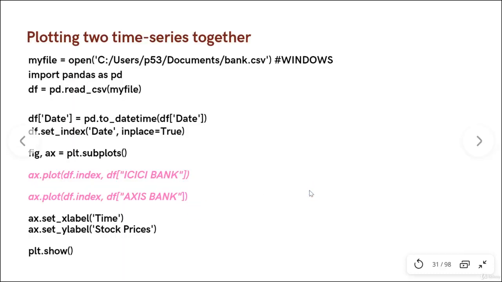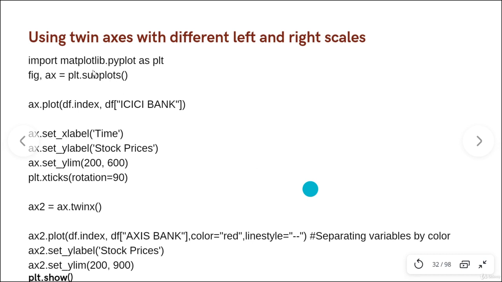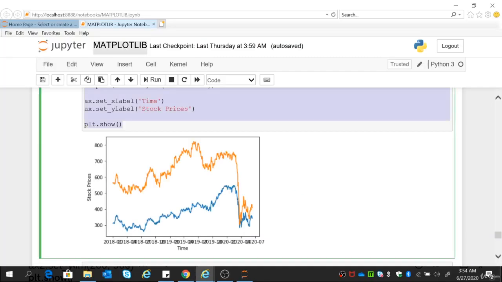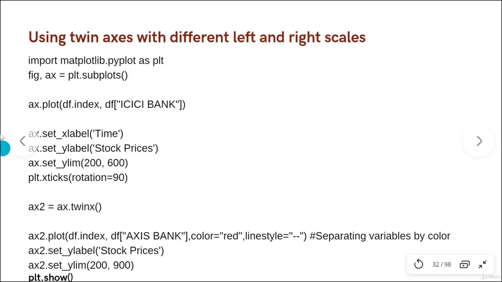Then there are some other customizations also that can be done. Like you want to use twin axis. Okay. So now what is happening here is we have a single y-axis which is applicable for both the time series. What if I want to use another y-axis here on the right hand side, which will be representing the other time series? So one y-axis for, let's say, the ICICI Bank time series, and the right hand side y-axis for the Axis Bank time series. So you have to introduce the twin axis function. So what you will do, you will plot between date and ICICI Bank.